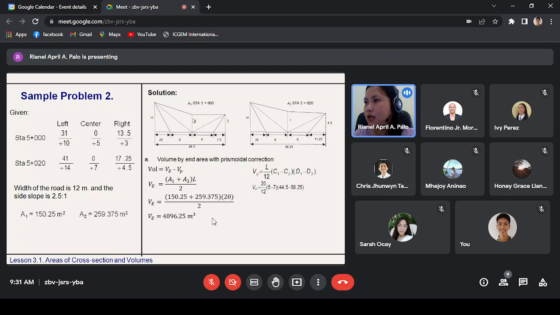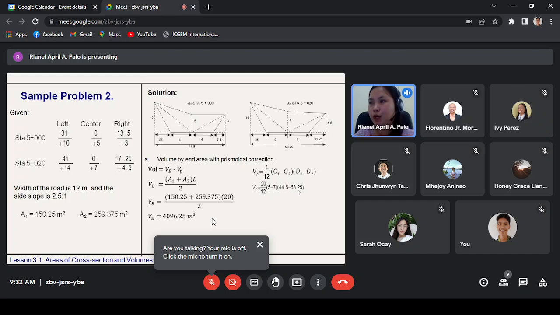Then, for our C1, which is the vertical distance from our proposed elevation to our existing elevation, na equals to 5 for the first station. Then, sa ato second station, it equals to 7, so minus 7. Then horizontal distance nato, D1 for the first station, which is this one, 31 plus 13.5. That will give us 44.5 for this D1. For the D2 naman, 41, this one, plus 17.25. That will give us 58.25.